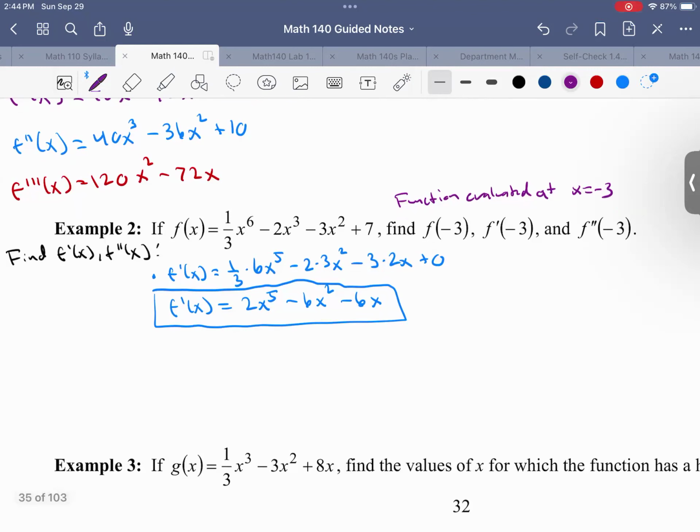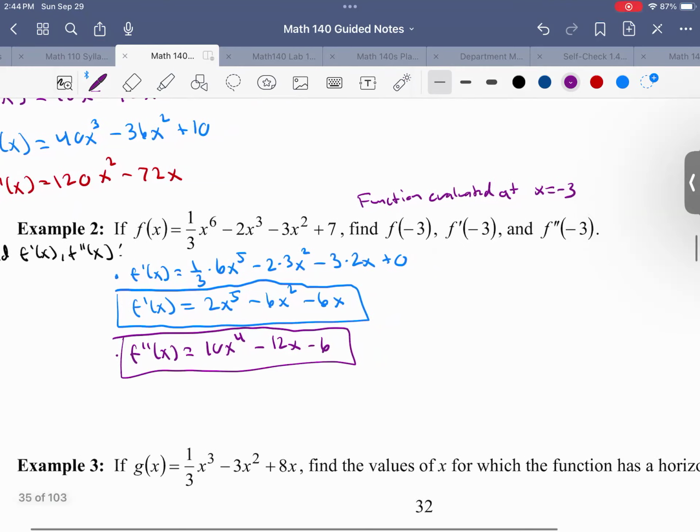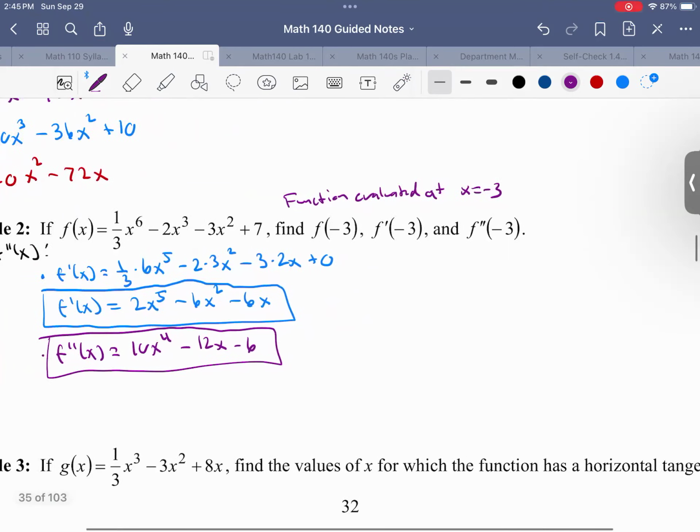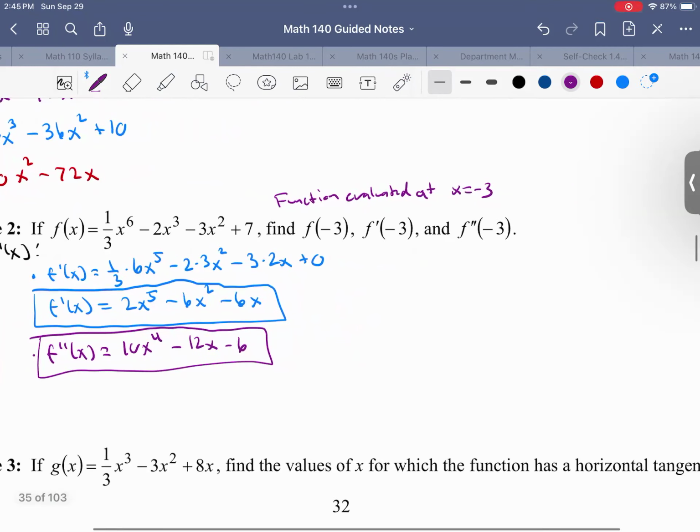Okay, and likewise, we want to find the second derivative. So we're just going to find the derivative of this guy right here. So power rule again, we get 10x to the 4th minus 12x minus 6. All right. So we have our first and second derivatives, and that's the first part of the question. So now we need to plug in x equals -3.